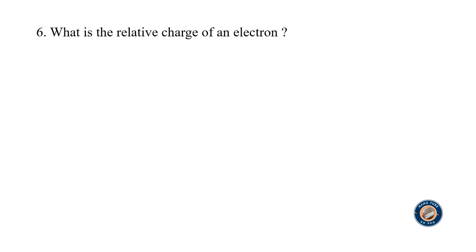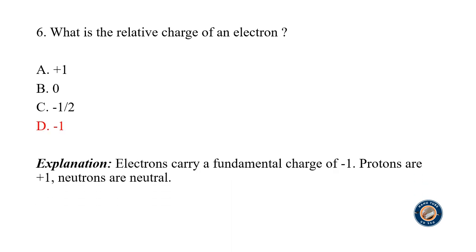Question number 6. What is the relative charge of an electron? A. Positive 1. B. 0. C. Negative 1 over 2. D. Negative 1. The answer will be negative 1. Electrons carry a fundamental charge of -1. Protons are +1 and neutrons are neutral.